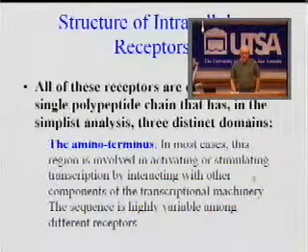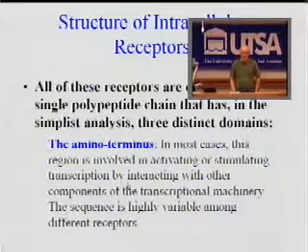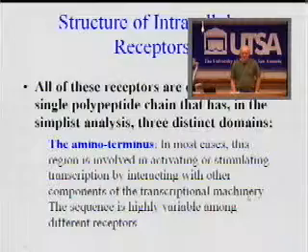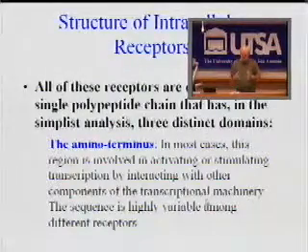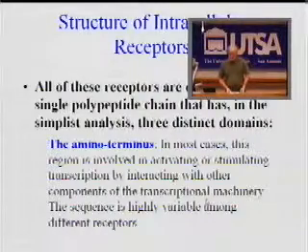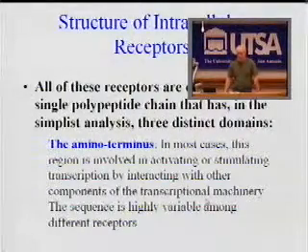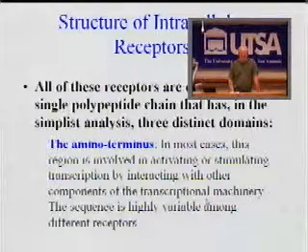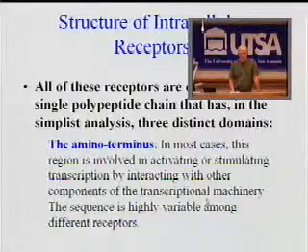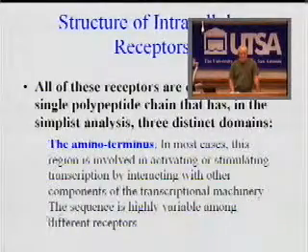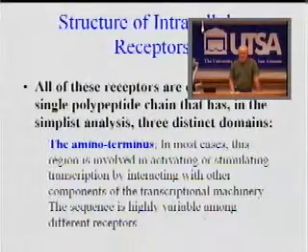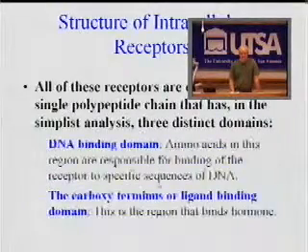So this region is involved in activating or stimulating transcription, and we'll see an example of that as we proceed. It might interact with other components of the transcriptional machinery. A large number of proteins are there and contribute to the probability that RNA polymerase will bind to the start site on the gene to initiate transcription. So many proteins involved, as you most likely know. And this can vary tremendously between the different receptors in the subfamily.